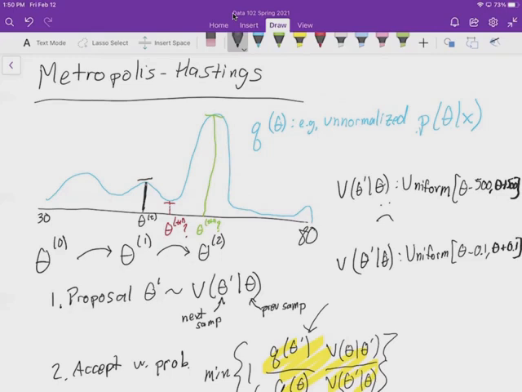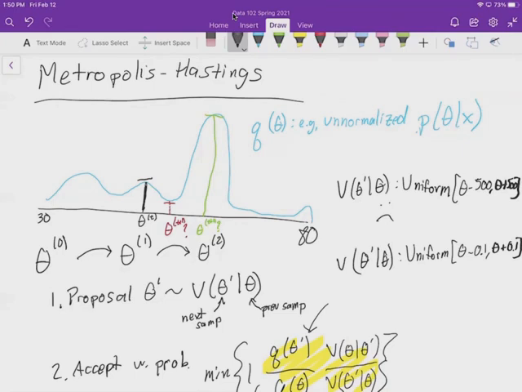The problem here is that when we think about theta t, then theta t plus 1 is going to be really, really, really close, right? Again, if we're at 45, then we're not going to get any values beyond 44.9 and 45.1. That means it's going to take a long time. We're going to have to generate a lot of samples before we explore the entirety of this distribution.